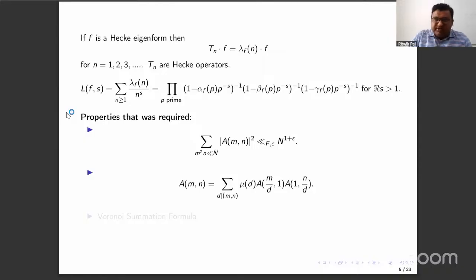The second one is a kind of Hecke relation, where A(M,N) is given by a sum over D, where D divides M and N, not GCD. So D goes through the divisors of the GCD of M and N, and A(M,N) is the sum of mu(D) A(M/D, 1) A(1, N/D). And third, we need the Voronoi summation formula. We do not state it here; we will state it when we use it later in the presentation.